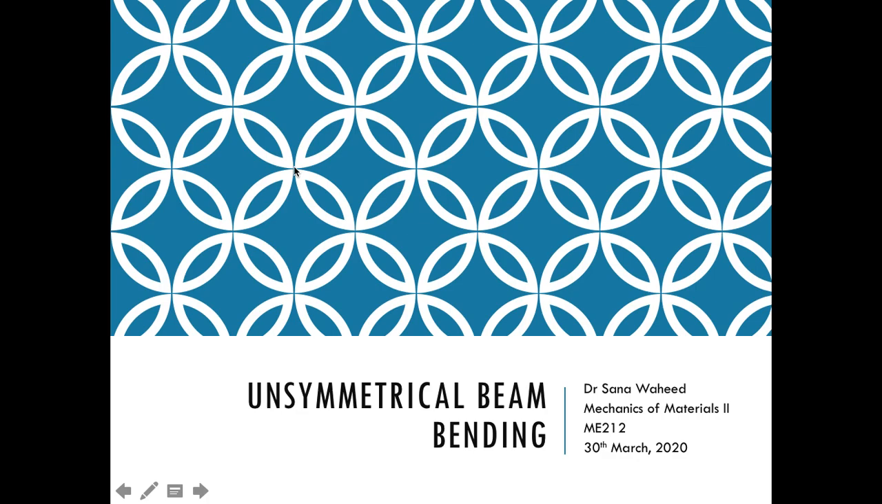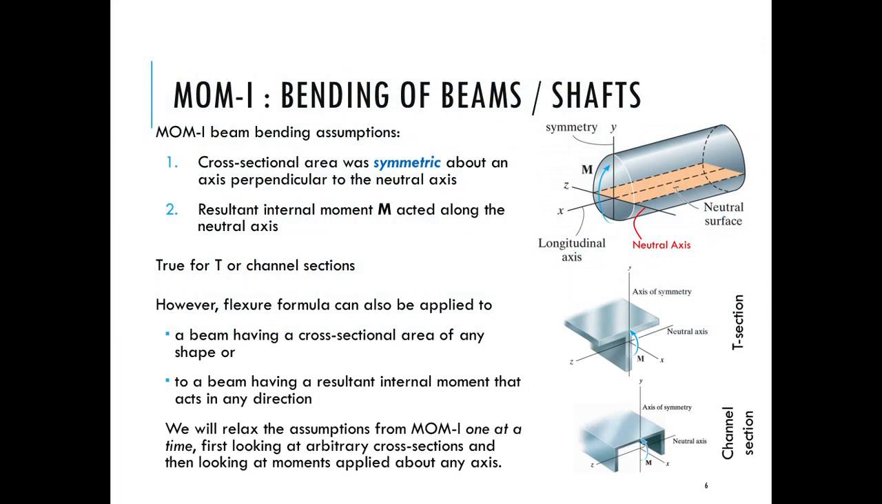Assalamu alaikum. So last week we started our new topic of analyzing unsymmetrical beam bending problems, and basically we saw how there were two main assumptions in our Mechanics of Materials 1 course, which we are relaxing one by one for our more complicated analysis in Mechanics of Materials 2. The first assumption in MOM 1 was that we were just looking at symmetrical cross-sectional shapes. And the second one was that we were assuming that the applied bending moment was about the neutral axis.